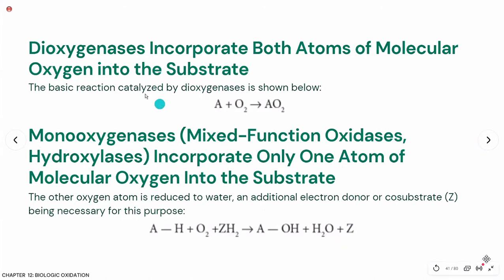Okay. So we have dioxygenases incorporating both atoms. The basic reaction catalyzed is shown below. Monooxygenases, also known as mixed function oxidase, hydroxylases. So it acts as a hydroxylase, forming a hydroxyl. Look at that. So that's a mixed function, as an oxidase and as a hydroxylase at the same time.